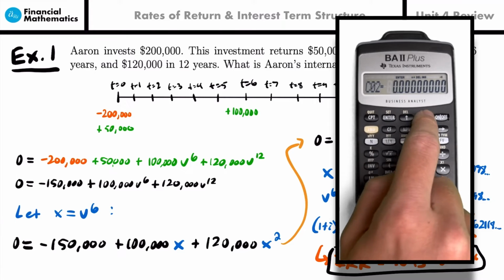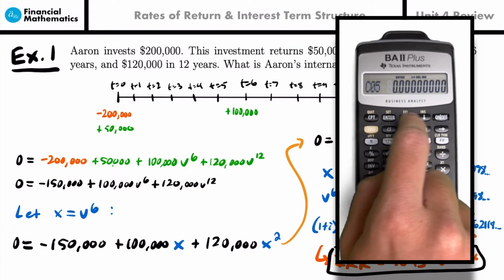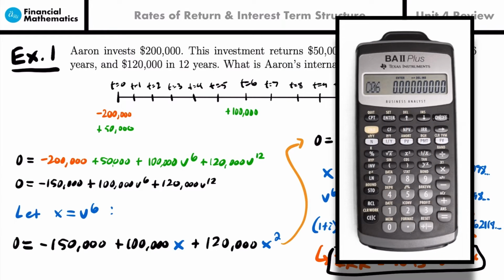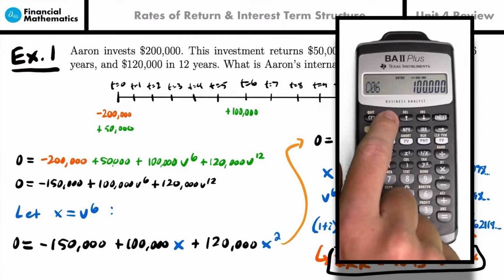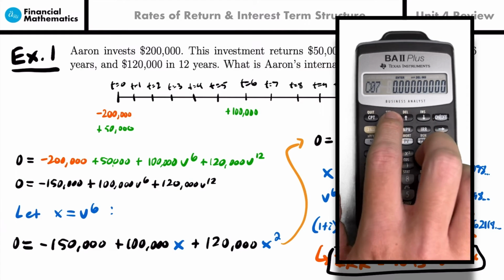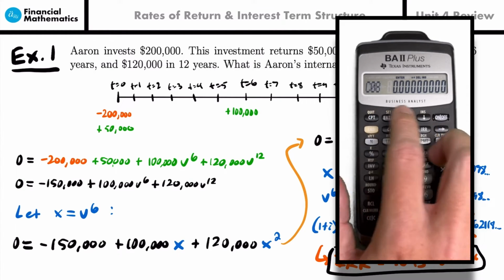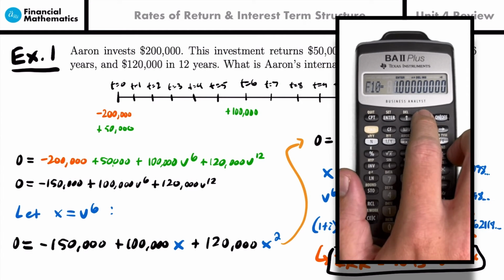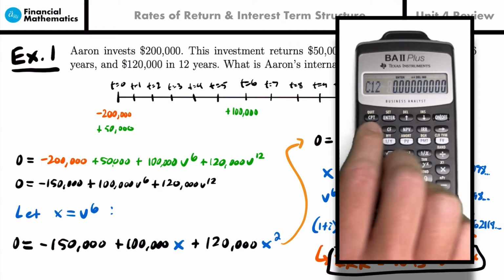Cash flow 2 is 0, then cash flow 3 is 0, cash flow 4 is 0, cash flow 5 is 0. Now we're at cash flow 6, where we have $100,000. So we'll do 100,000, and that's positive, so we'll enter that in. The frequency is 1, so we're good there. Let's go down to 7, 8, oops, sorry, there we go. There's 8, then 9, 10, 11, all right, 12.